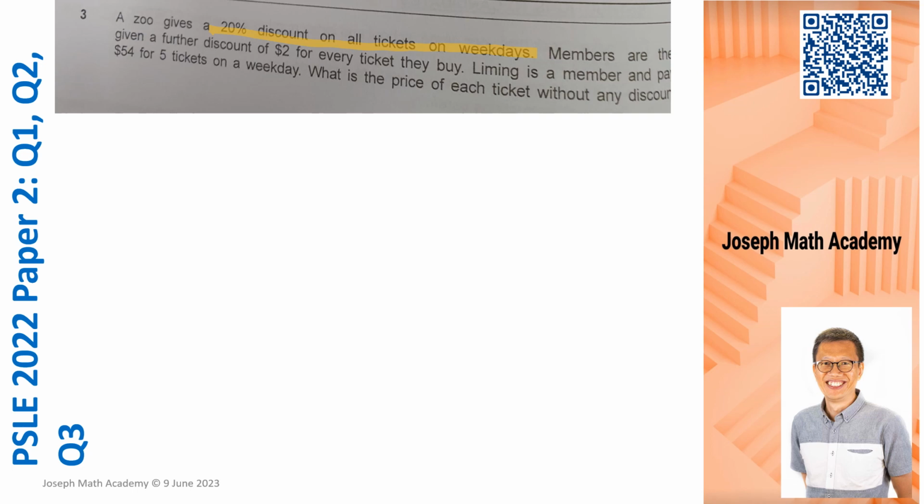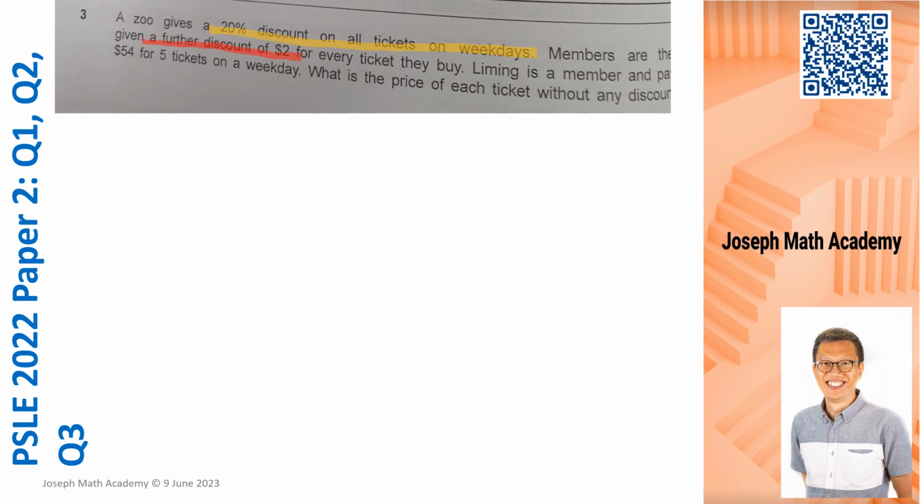Now, members visiting the zoo, that means the zoo membership, the Friends of the Zoo, are further given another discount of $2. So all the members are further given a discount of $2. That means for zoo members, besides the 20% discount, they are given a further $2 discount on top, for every ticket that they buy.